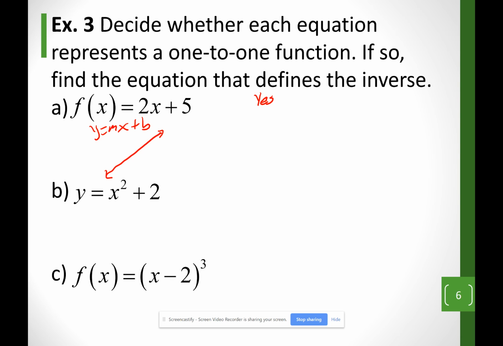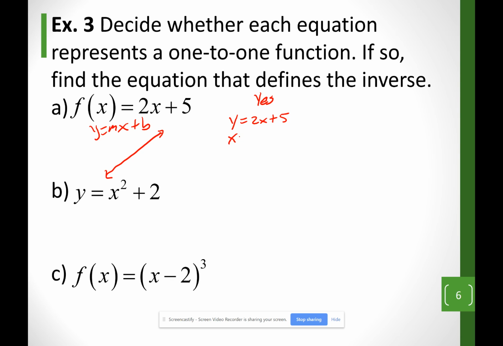So, because I said it is a function, find the inverse. What I'm going to do, the f of x, we're used to y and x's. So I'm going to write this as y equals 2x plus 5. Instead of f of x, I'm going to use y, just because we're used to x's and y's. To find the inverse, the x and the y are going to swap.